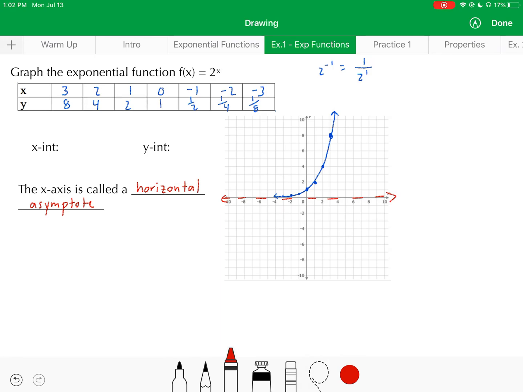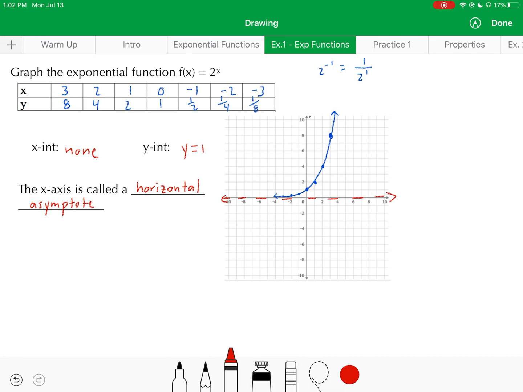Okay. Now this means that this function has no x-intercept. And then notice where the y-intercept is. It's at y equals 1. And again, that's because anything raised to the 0 power would equal 1.